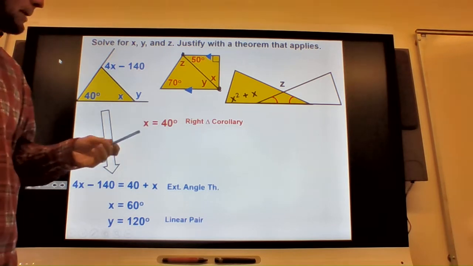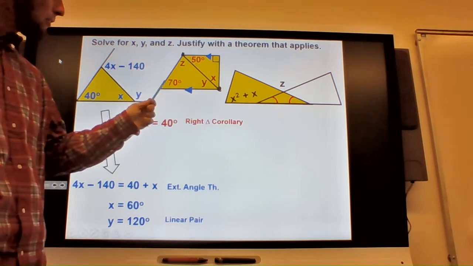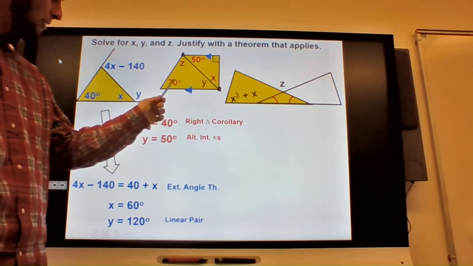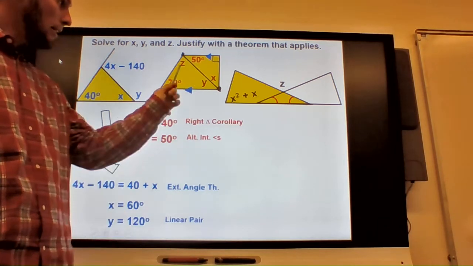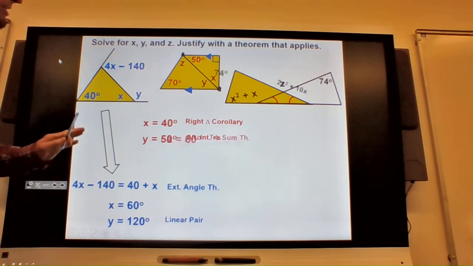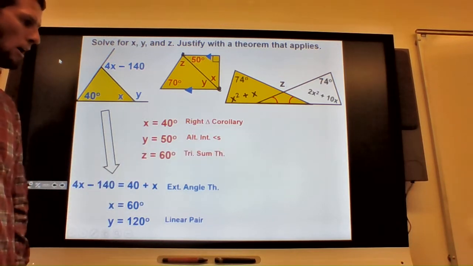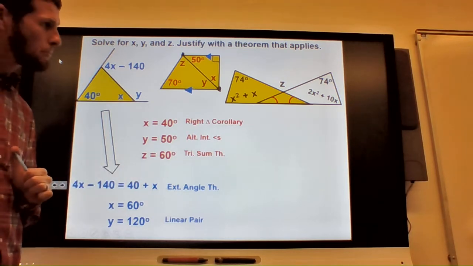Z, you could probably get it from the 50, but most likely if you found this was 50 down here, you'd probably say, well, 50 plus 70 is 120. That leaves me 60 for the top angle. Probably we use the triangle sum theorem. Wouldn't have to, but probably would. There's other ways to arrive at that, certainly.